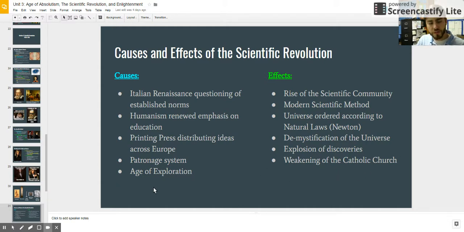So all of these things that we've talked about, the patronage system is going to pay for scientists. It's going to pay for exploration. All of these things lead to all the effects of the scientific revolution. So make sure you take a look at these, understand how we got from one place to the next, and hopefully you'll understand why the scientific revolution was so important. It definitely helps our lives today.